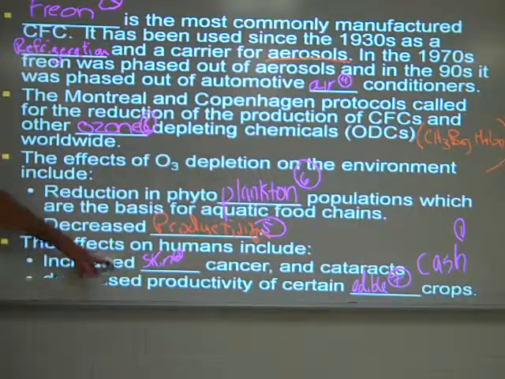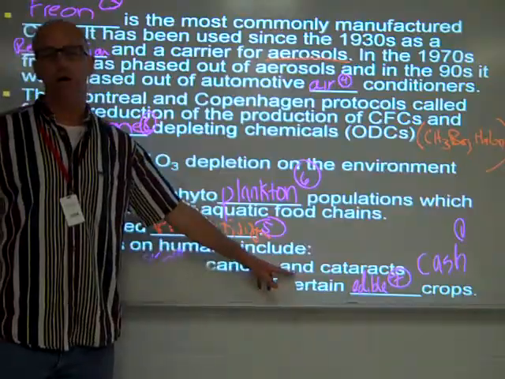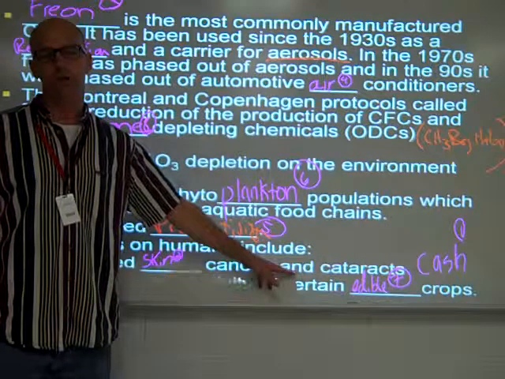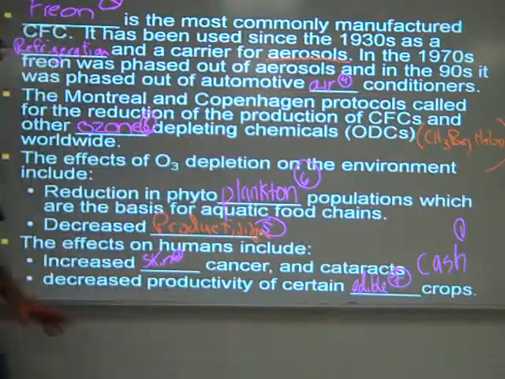Human effects, of course, skin cancer, you're well aware of that, hopefully. Cataracts also are an effect from exposure to UV radiation, and yes, people with lighter colored eyes, you are more at risk for developing cataracts.